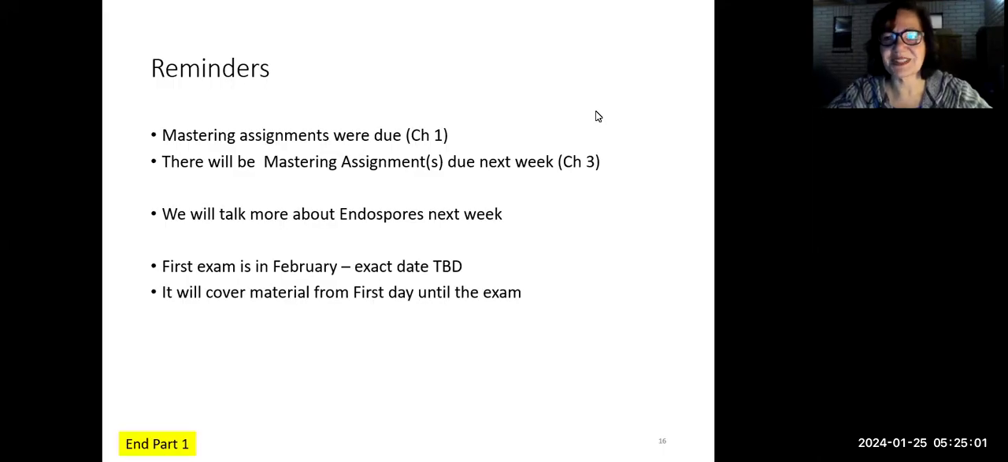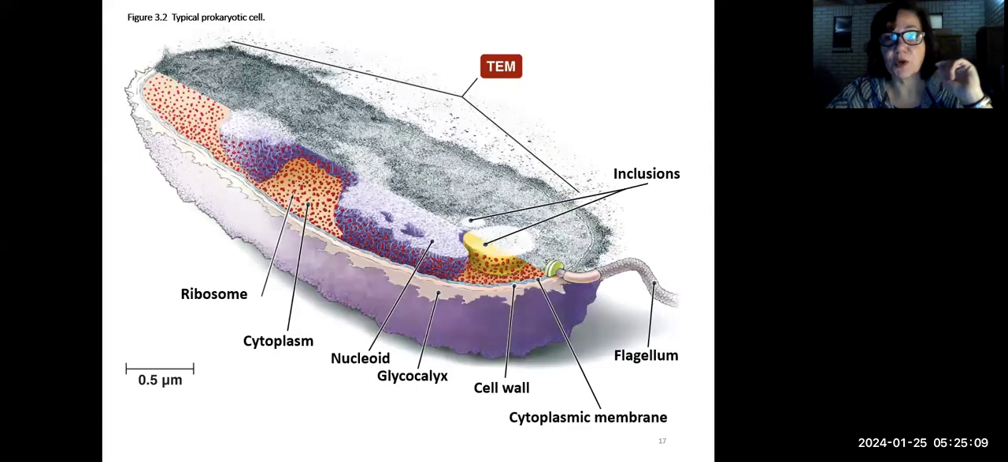Hey, welcome back to the lecture on chapter 3, cell function. We just finished up with this slide on part 1, and now we're moving on to part 2, where we will focus in on the next topic, which is the cell wall.